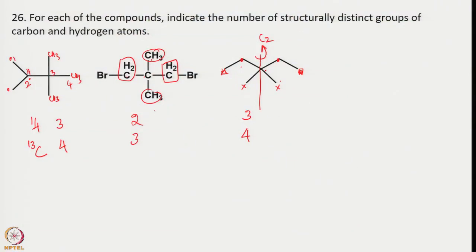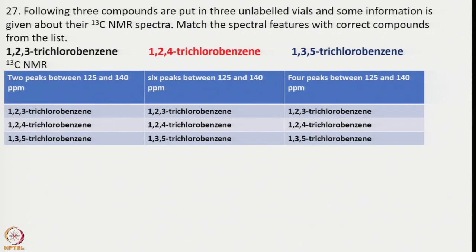In the first one, we have 3 hydrogen signals in its 1H NMR and 4 signals in 13C, whereas in case of 2 here, 2 and 3 each, and in case of this one, 3 and 4 each we can expect. Okay, so now another interesting question is there.